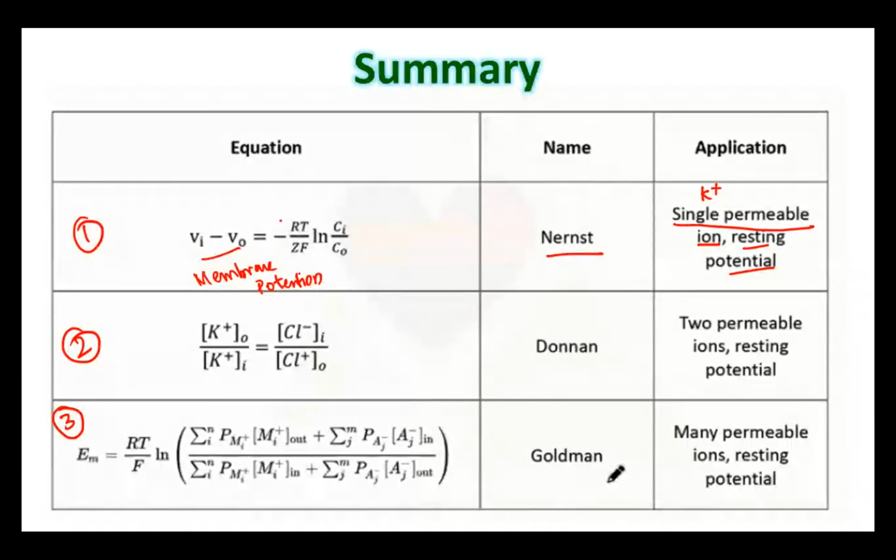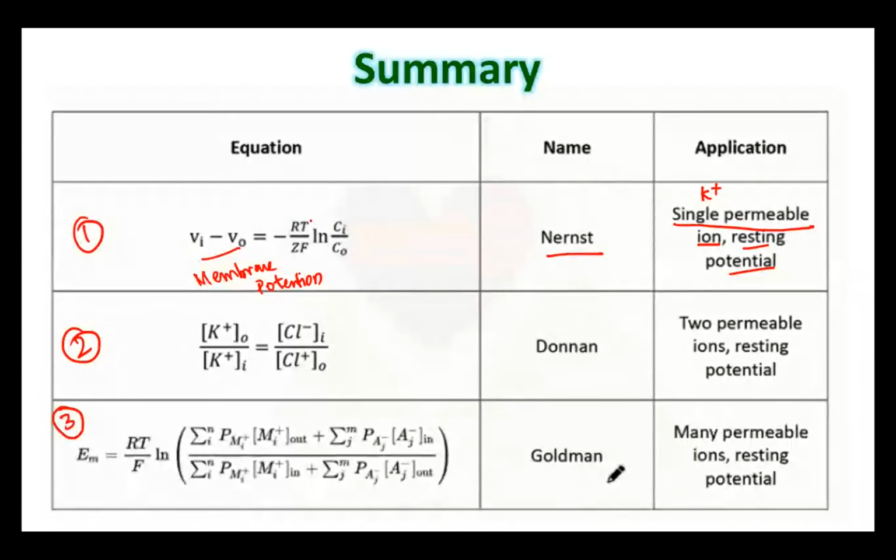Calculate membrane potential. So we have minus RT by ZF ln of Ci by C0. What is R? What is T? What is Z? What is F? R is a gas constant.